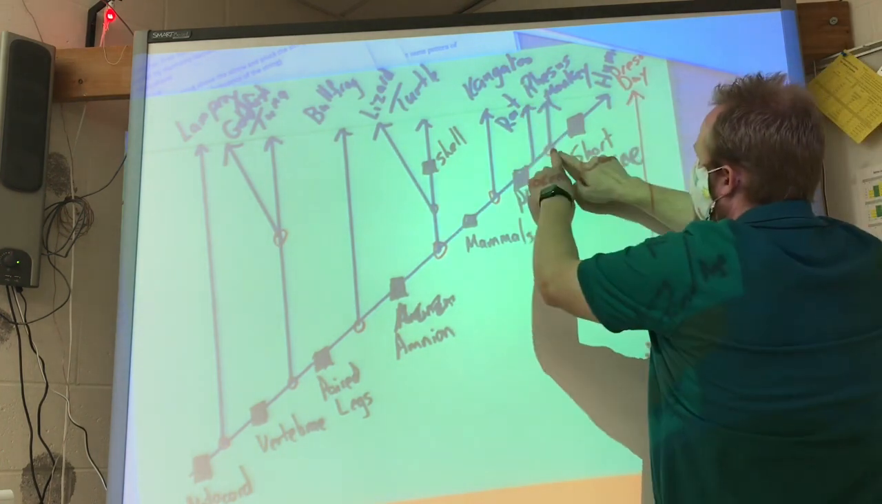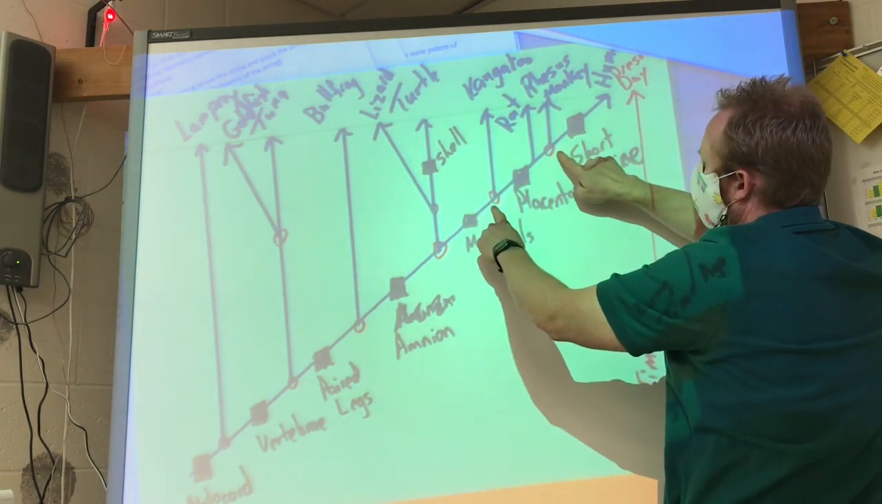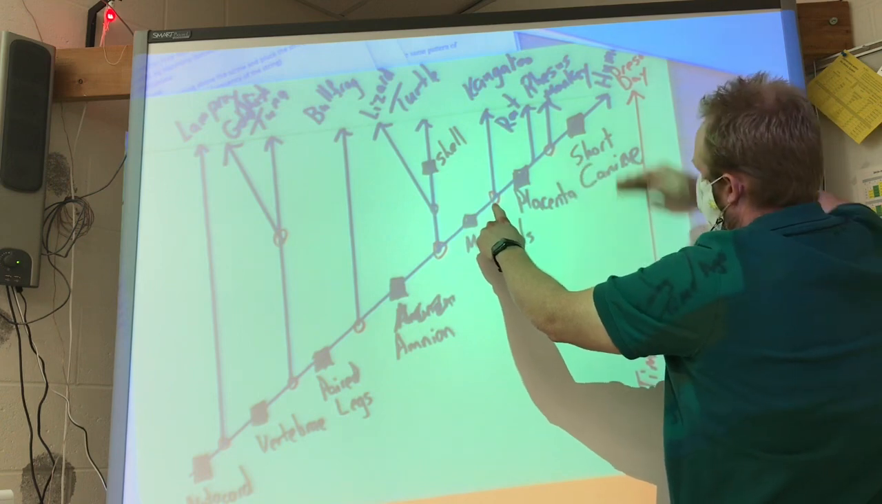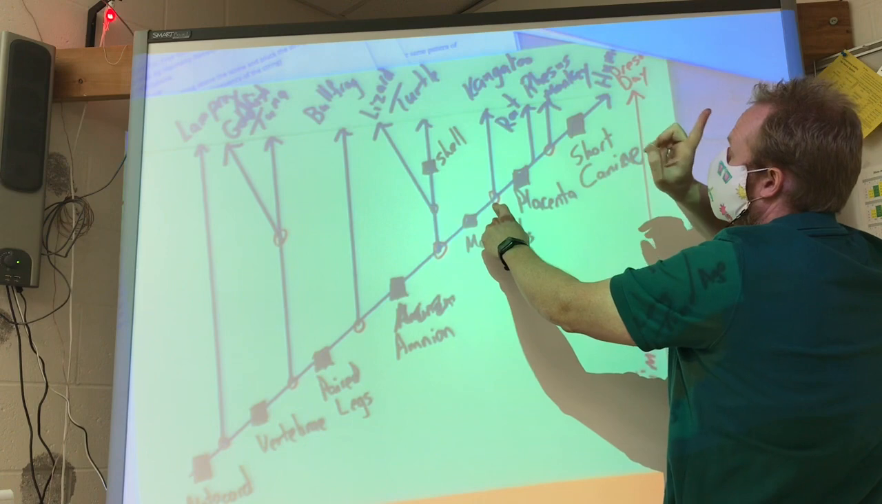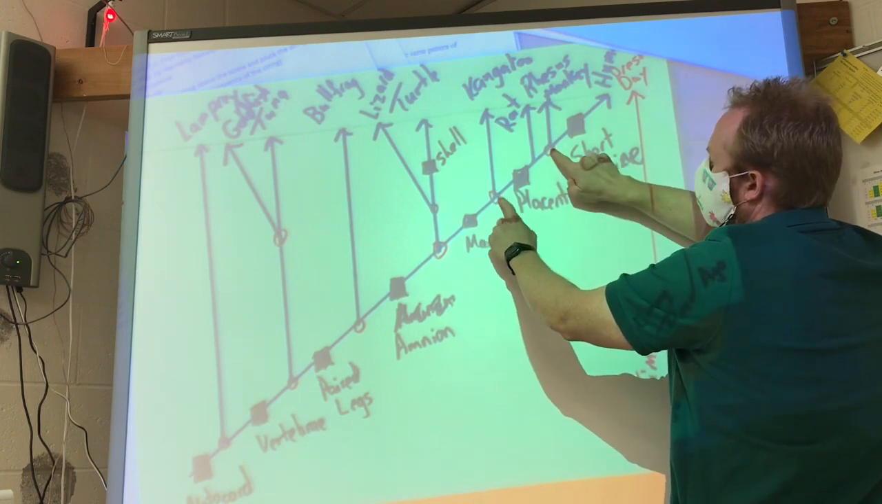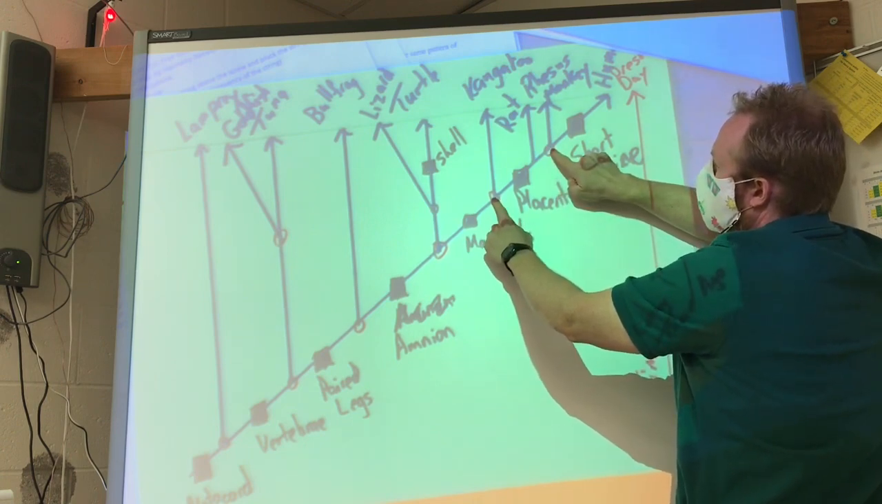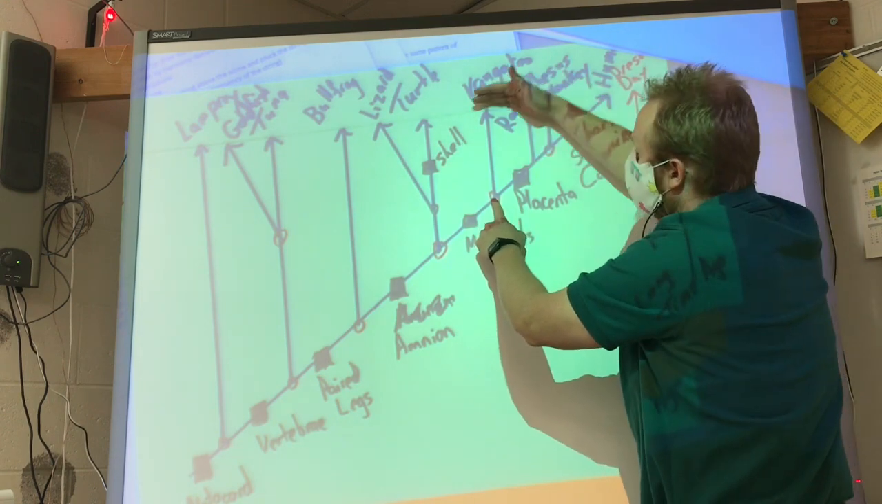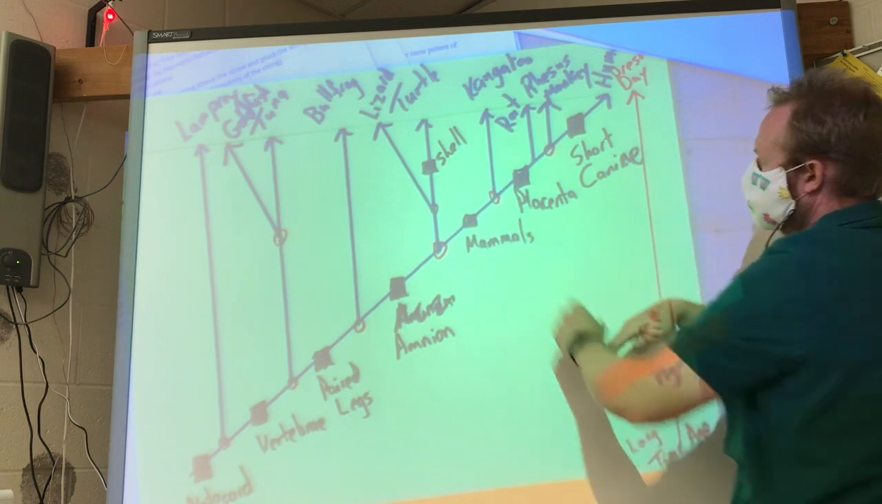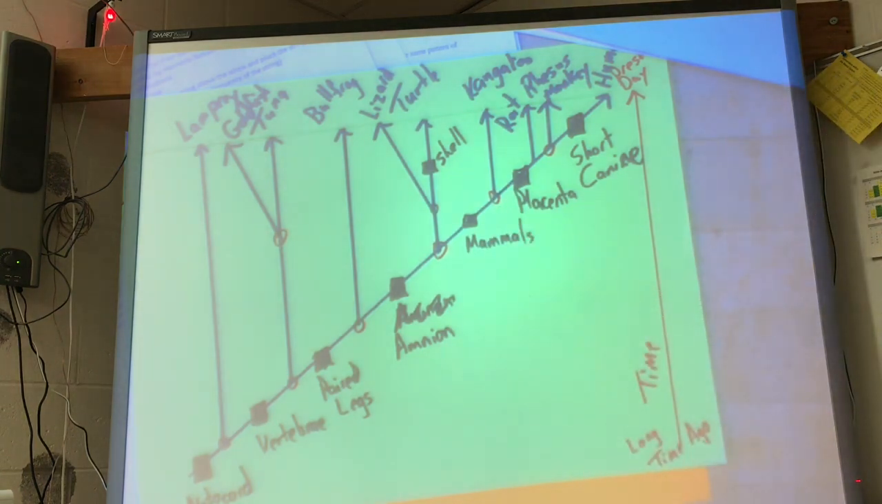So if we go human monkey or human kangaroo, this is our time. Which one is more closely related? Or which one is more recent? Number one or number two? Number one, right? Because this is present day. This is a long time ago, but this was a long, long time ago. Okay, so we can look at common ancestry that way.